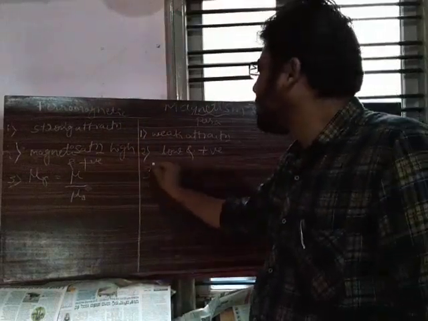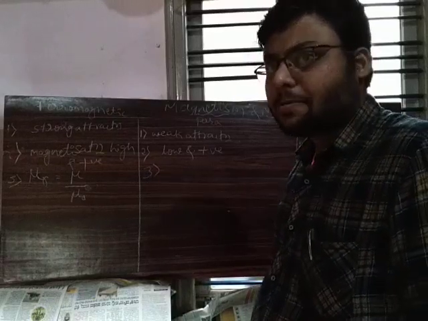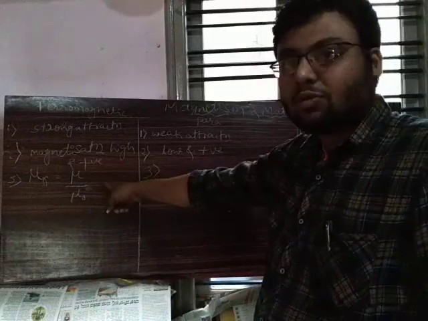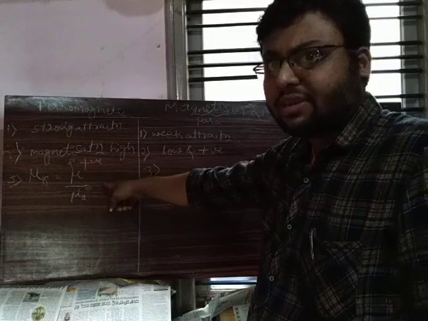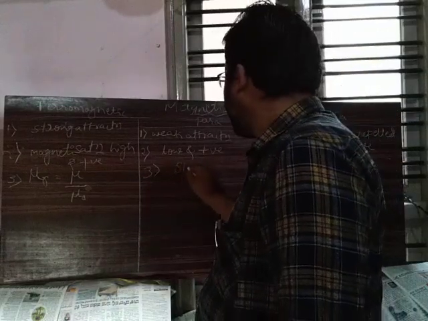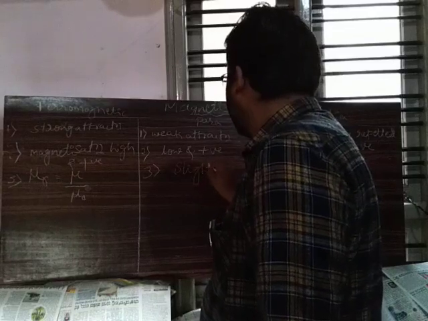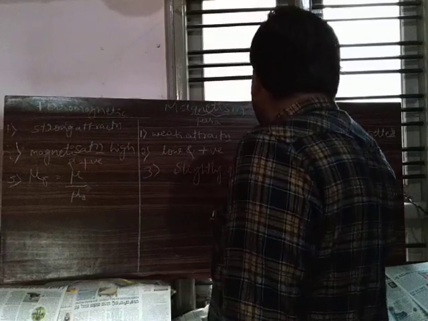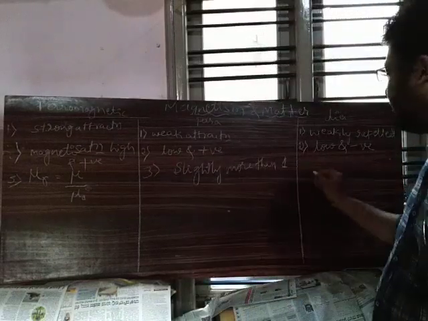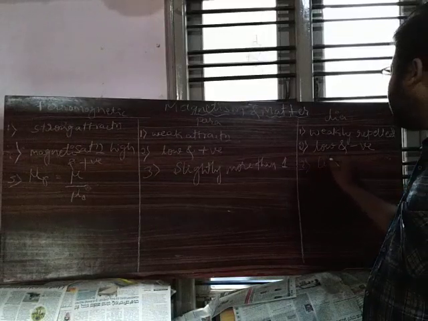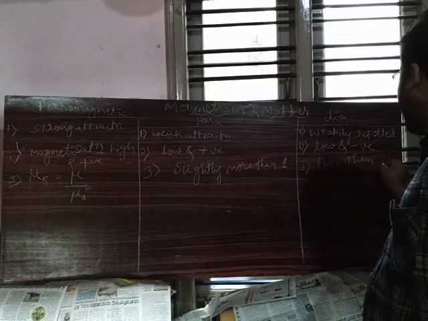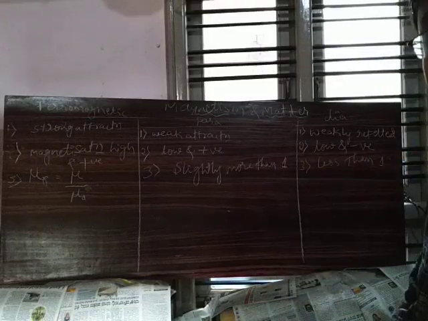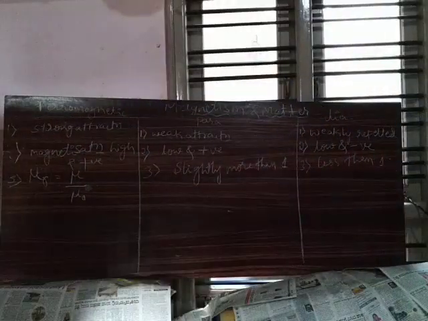And here it is slightly more than 1. It is much more than 1 relative permeability in case of ferromagnetic material. So here slightly more than 1. Okay. Here less than 1. Permeability in case of diamagnetic material is less than 1.